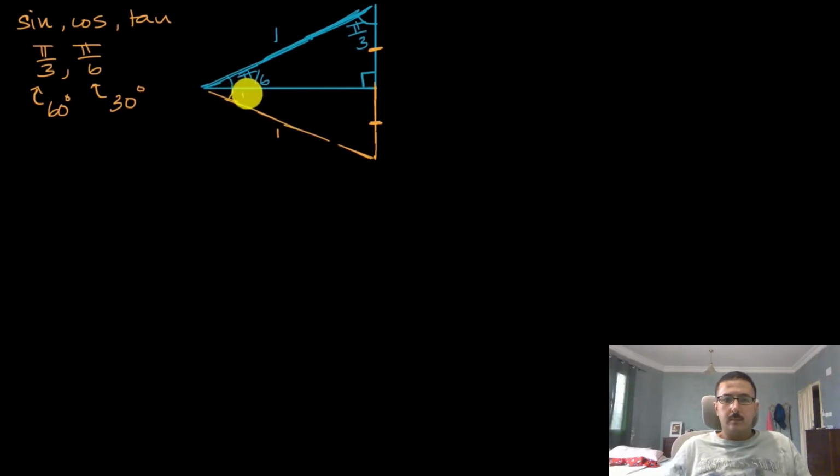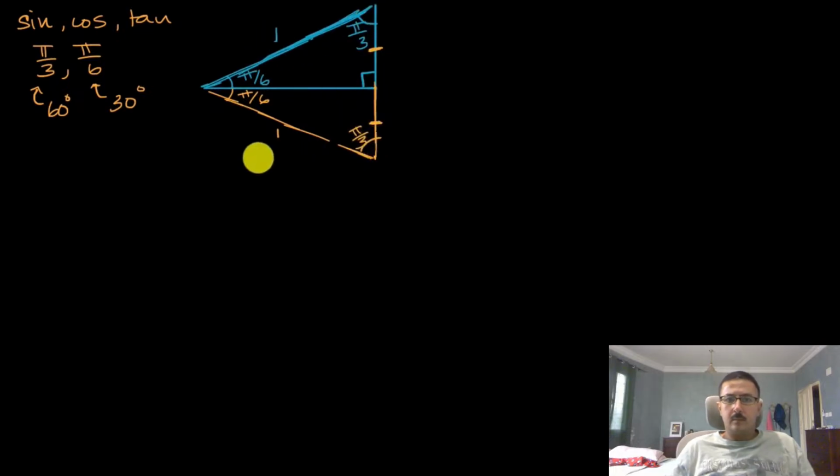This is going to be pi over 6 radians. This is going to be pi over 3 radians. So what else do we know about this larger triangle now? Well, we know it's an equilateral triangle. All the angles, pi over 3 radians, pi over 3 radians. And if you add 2 pi over 6's together, you're going to get pi over 3 as well. So it's a 60 degree, 60 degree, 60 degree triangle.